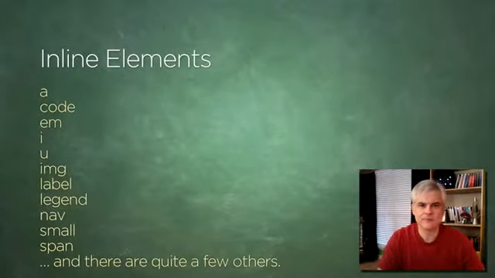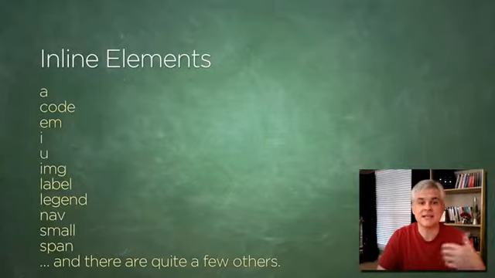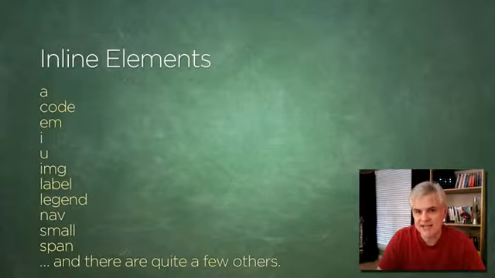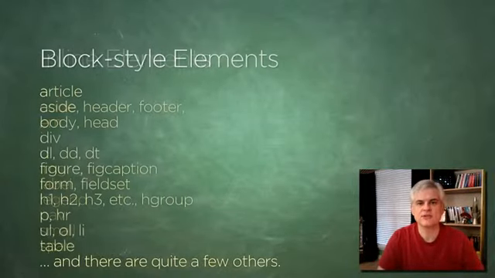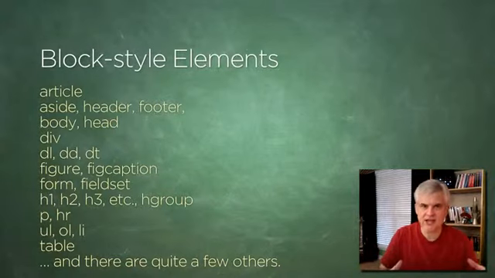The anchor, the code, the M, the I, the U tags, the image, the label, legend, the nav, the small, the span, and there's quite a few others, okay? These inline elements take up an amount of space as indicated by the line height and the font size, the weight, and so on. Then there are elements that are used to produce a block of space on the screen.